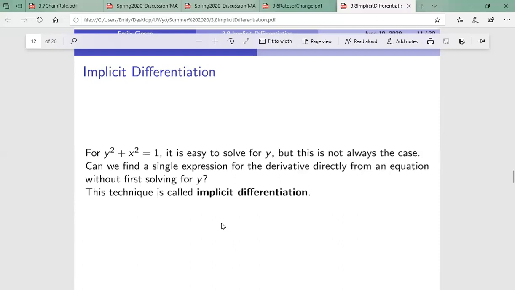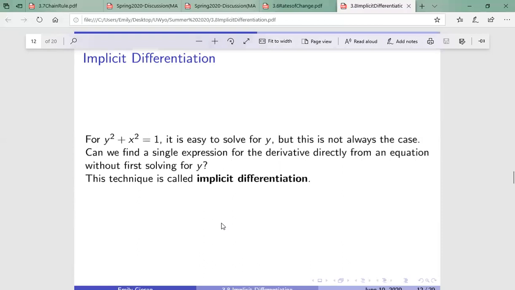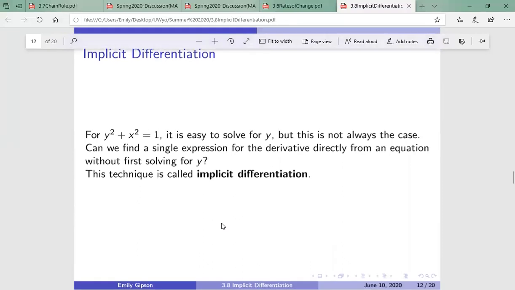And the answer is yes. And this technique is called implicit differentiation. And the best way to go about showing you how this works is to do examples. So I've got a couple examples built in here that we're going to go through, well, not quickly, but we're going to go through them.